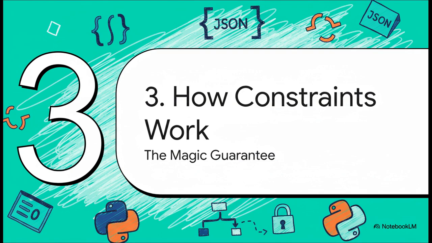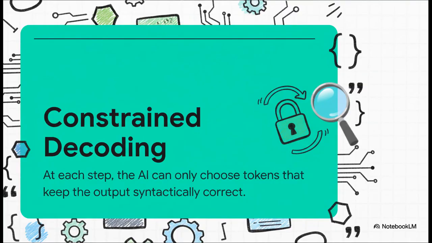Okay, so how does it actually pull this off? How can it make a mathematical guarantee? Well, the secret isn't some fancy post-processing or just retrying when it fails. Nope, the magic is baked directly into the generation process itself. And that magic has a name. It's called constrained decoding. And the concept, it's actually surprisingly simple.